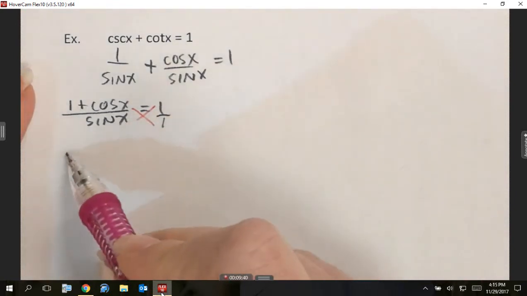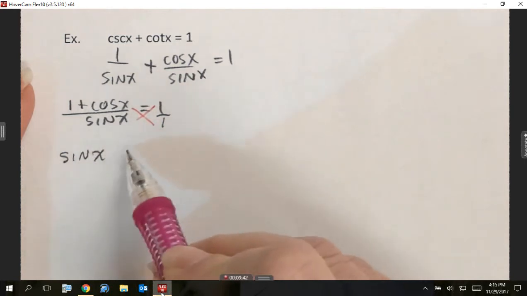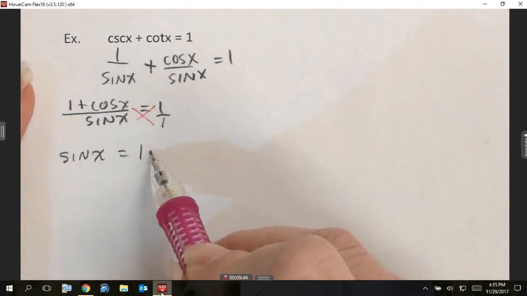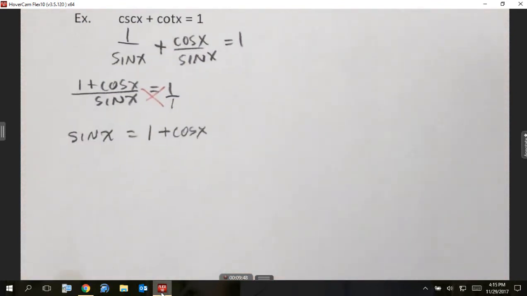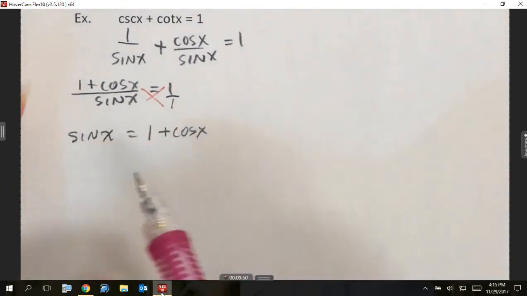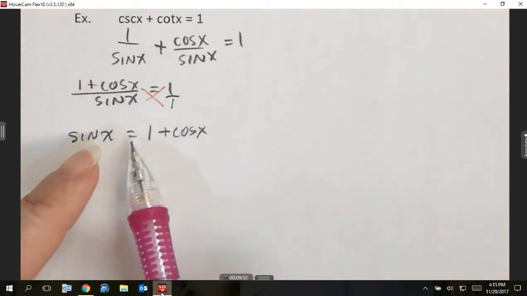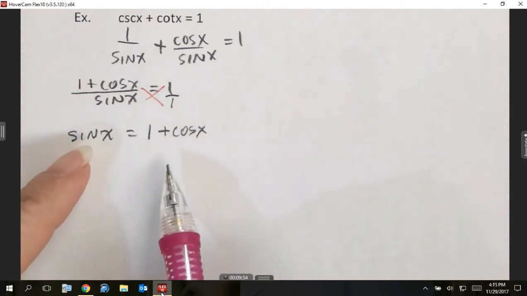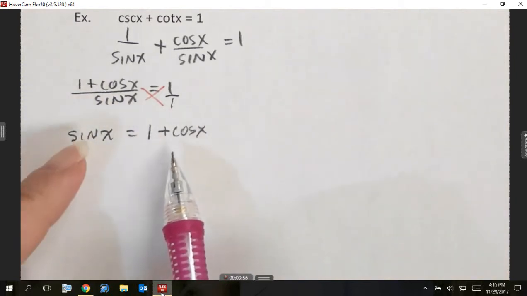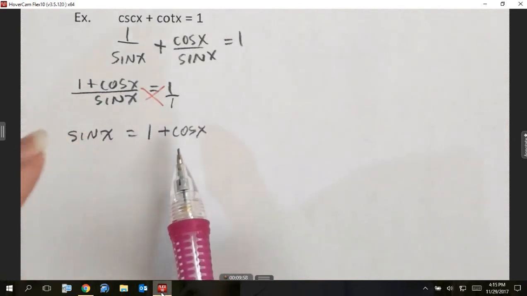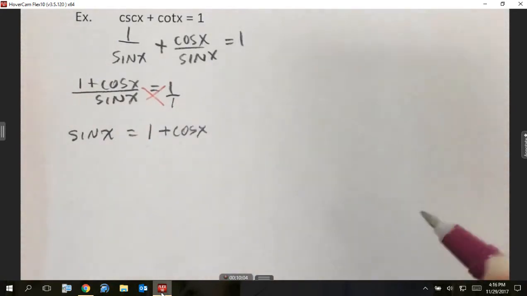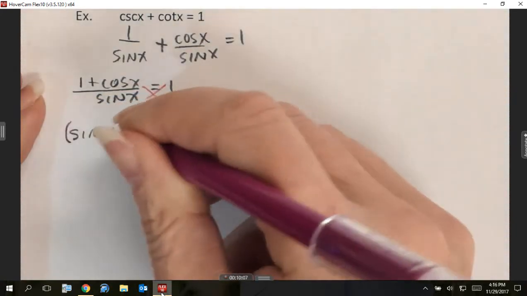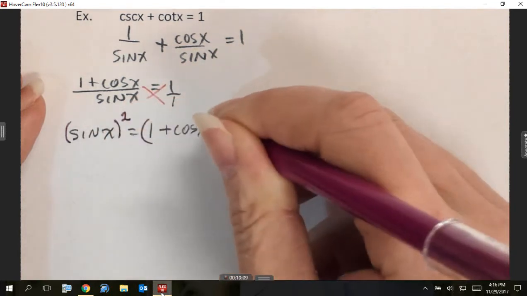I'm going to get sine x on one side. And on the other side, I'm going to get 1 plus cosine x. And why I did that is because since we have an equal sign, it does not matter what I do to either side. As long as I do the same thing to both sides, it stays equal. So what I'm going to do is I'm going to square both sides.